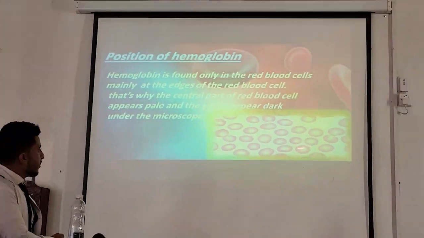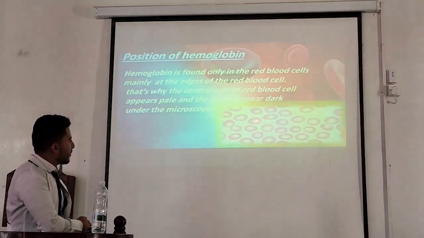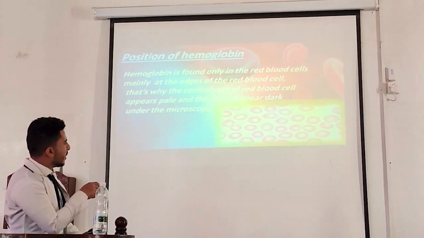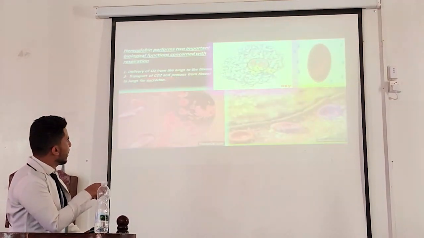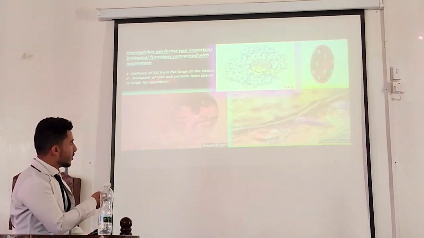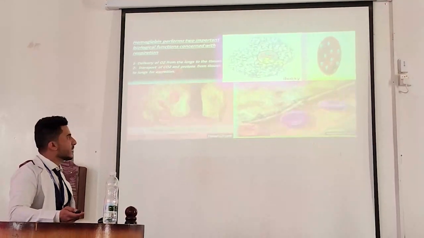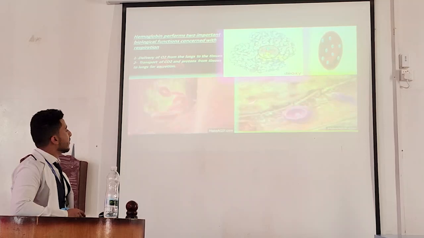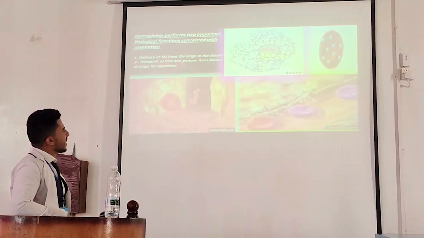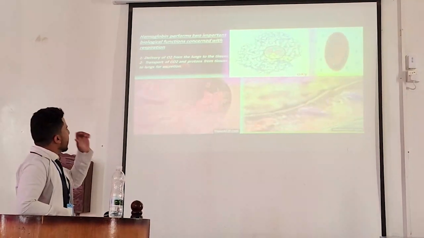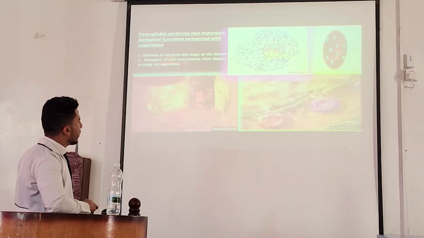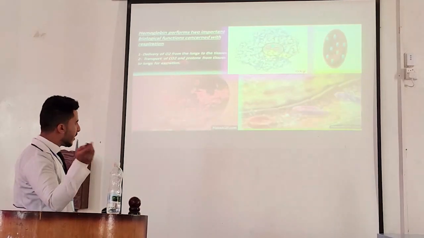So when we see the red blood cells under the microscope, the central part of the red blood cell becomes pale because of the absence of the hemoglobin from the central part. Function of hemoglobin, as you know, is transport of gases. It transports the oxygen from the lungs to all the tissues of the body, and transports the carbon dioxide from all tissues of the body to the lungs. And there is another function, which is binding with or taking the hydrogen ions from the tissues to the lungs in the buffer action. These functions will be explained by our students.